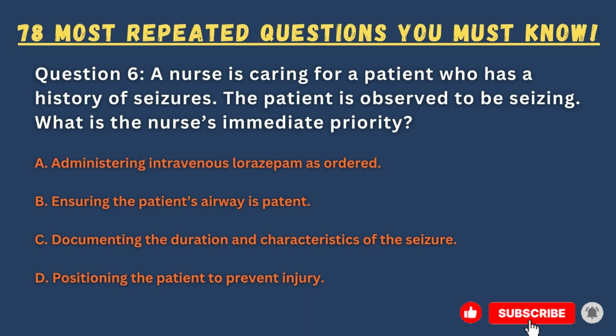Question 6. A nurse is caring for a patient who has a history of seizures. The patient is observed to be seizing. What is the nurse's immediate priority? A. Administering intravenous lorazepam as ordered. B. Ensuring the patient's airway is patent. C. Documenting the duration and characteristics of the seizure. D. Positioning the patient to prevent injury.